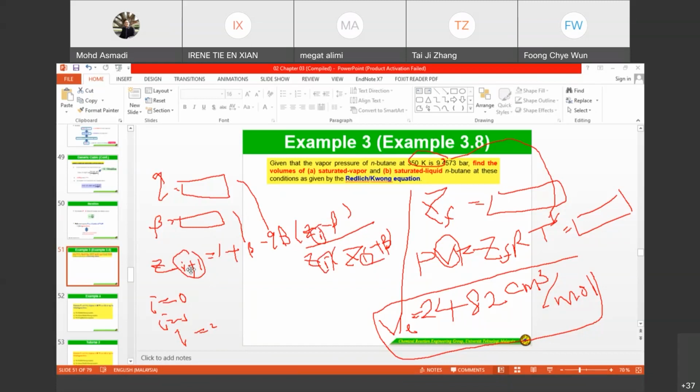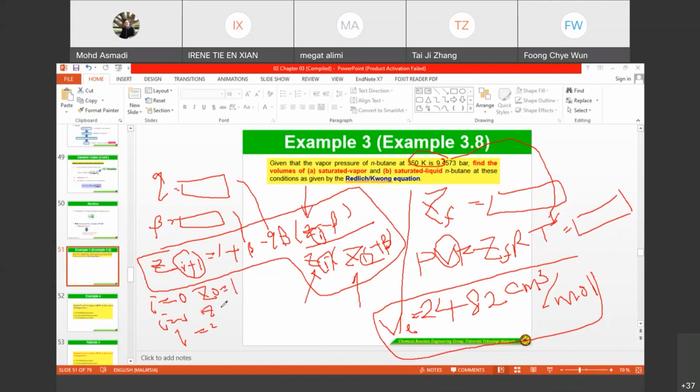So, how to get it? PV equals ZRT. No, you have to determine Z first. Initial Z, what is the initial Z? What is your assumption? Z is equal to what? Just Z equal to 1. So you substitute Z0 equal to 1 first, and then you can get Z1. After that, Z1 you have to substitute here, then Z2. This is the iteration.